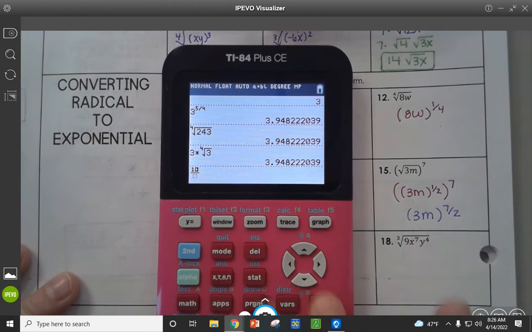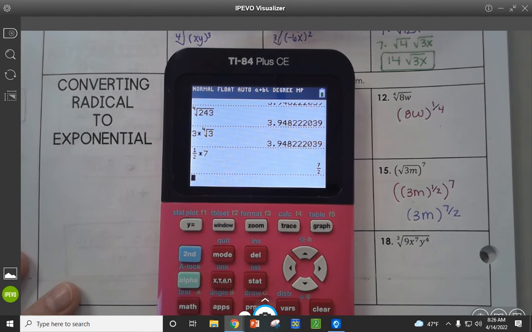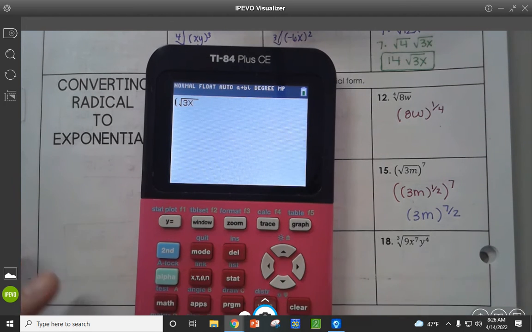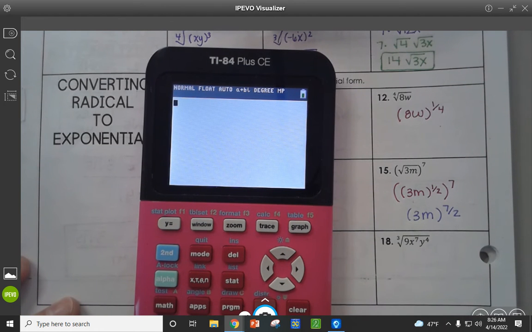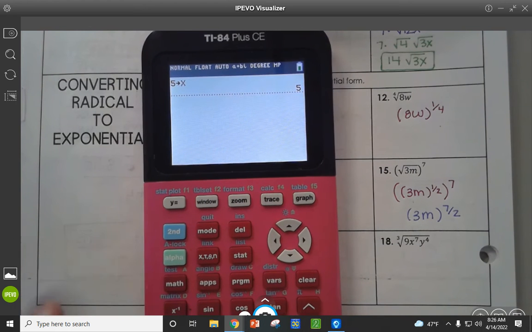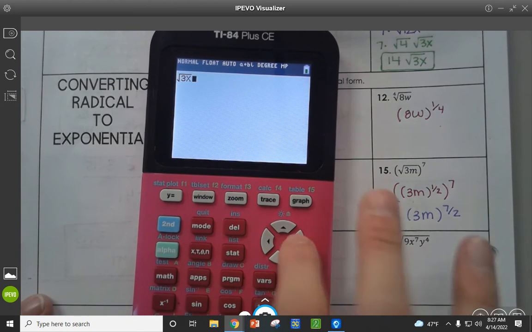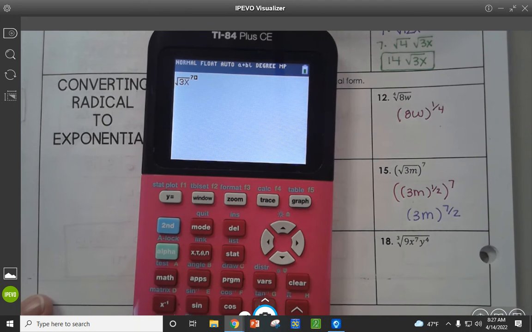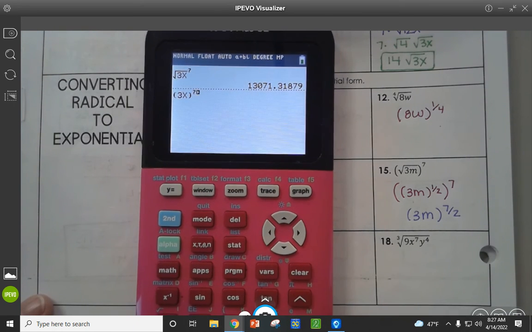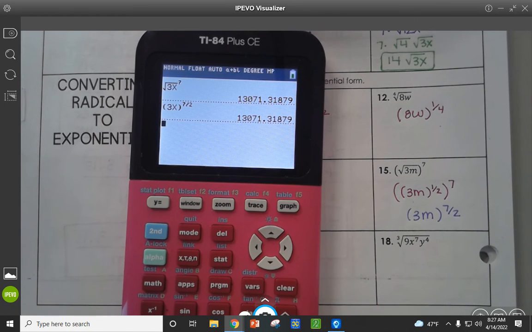If we look here, 1/2 times 7 is 7 over 2. And if you want to check this, I'm just going to put 3x. I better store a number for x, because if I had a negative number in there for x, it'd give me an error. So if I do the square root of 3x raised to the 7th power, and then I do 3x raised to the 7 over 2 power, I get the same thing. So that tells me that my answer was correct.